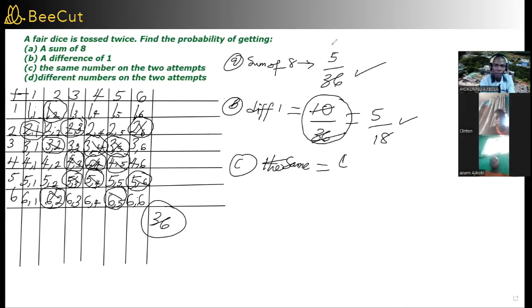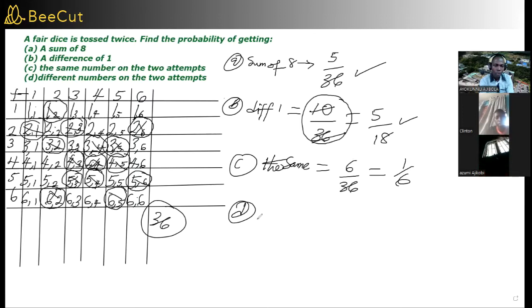So let me undo that. Equal to 6 over 36. And that will be what? 1 over 6. Because 6 here goes 1 time, and 6 here goes 6 times. Okay?